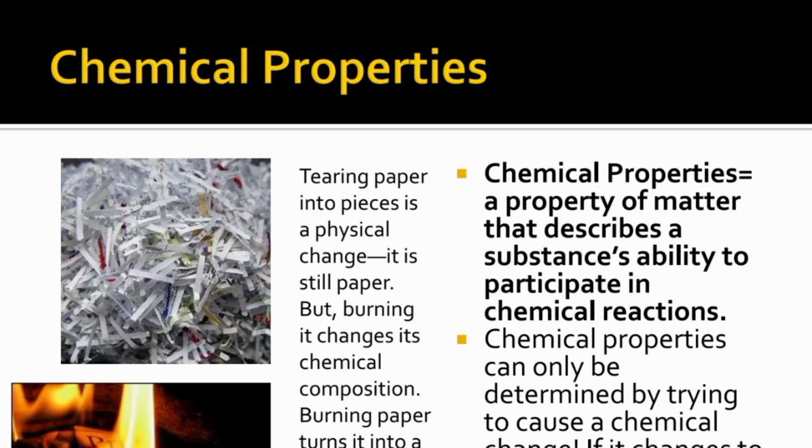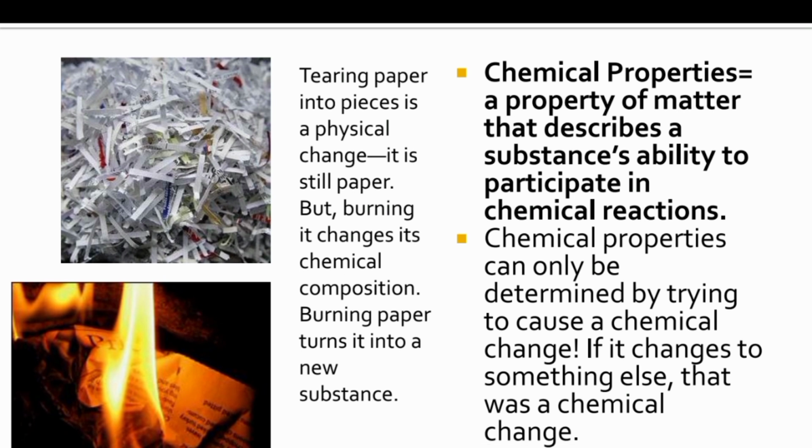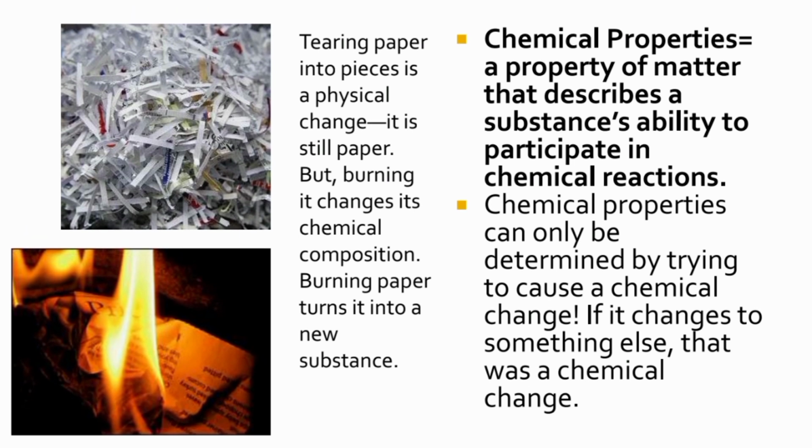What are chemical properties? Chemical properties basically involve chemical reactions or precipitations of compounds and some other things. Here is an example. Tearing paper into pieces is a physical change. It is still paper. We can tear paper into pieces, it is physical, but burning a paper is a chemical change, because burning a paper will turn it into a new substance.